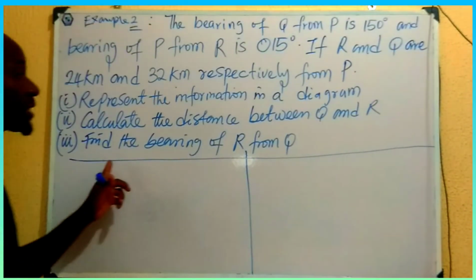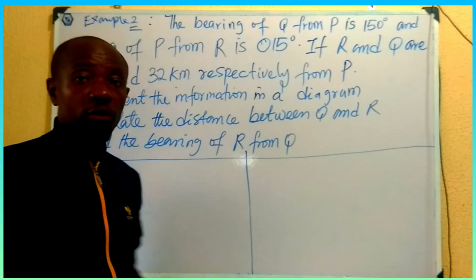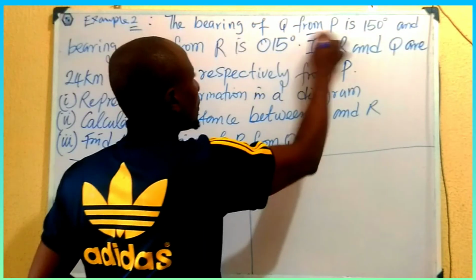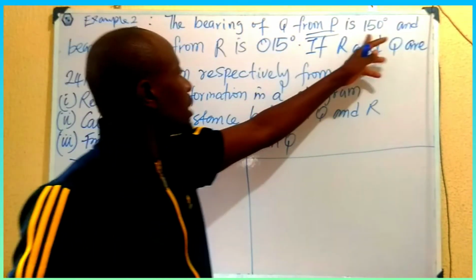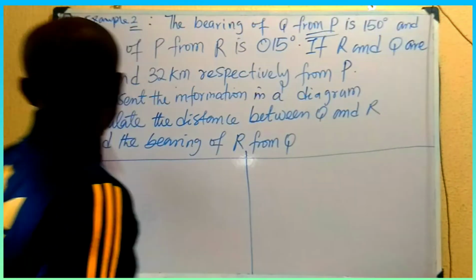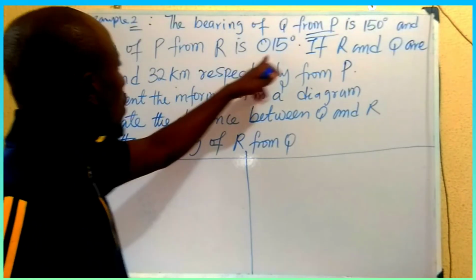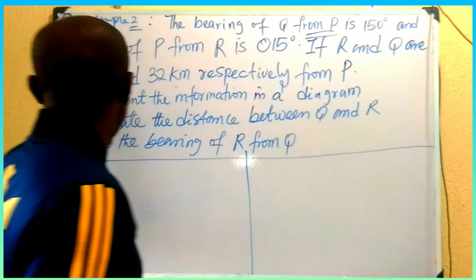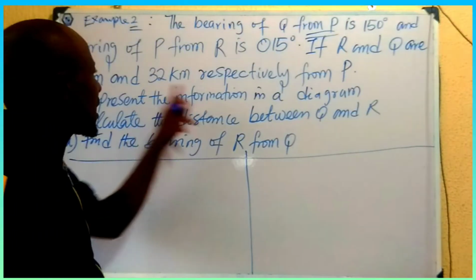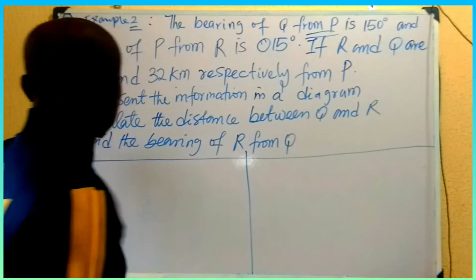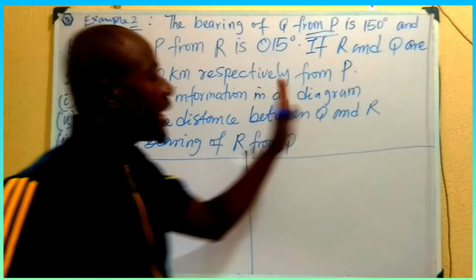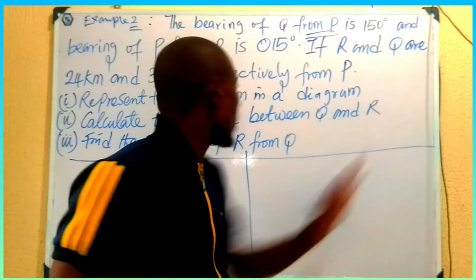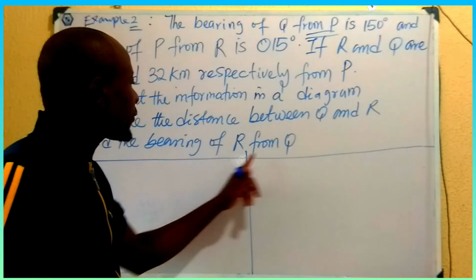All right. This is our example 2. We want to solve the second problem. Now, they say the bearing of Q from P is 150 degrees. And bearing of P from R is what? 015 degrees. If R and Q are 24 kilometers and 32 kilometers respectively from P, they say we should represent the information in a diagram. Calculate the distance between Q and R. Find the bearing of R from Q.